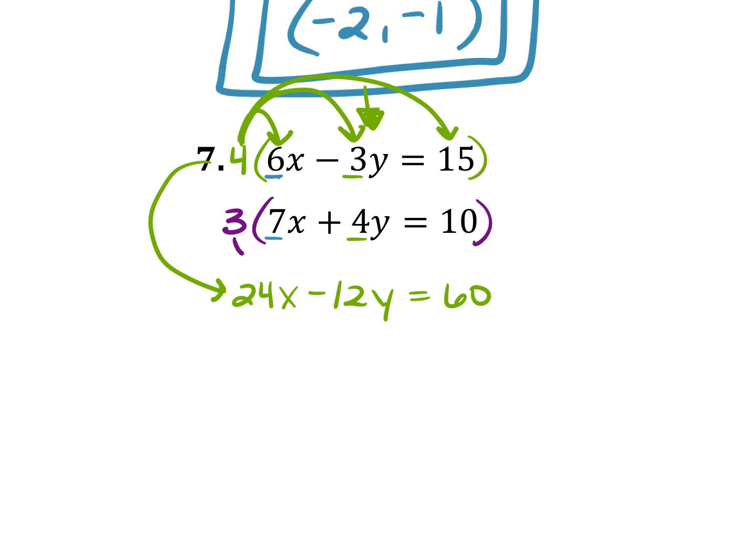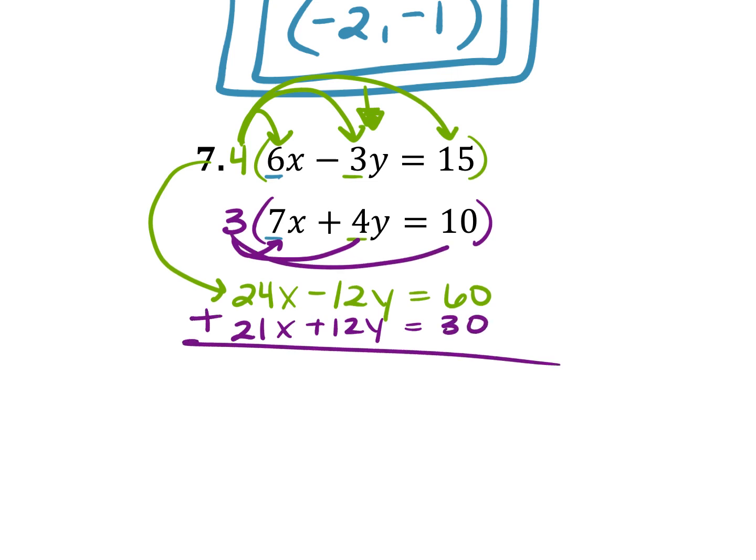Then we go here. 21x plus 12y equals 30. Now we add them. So this is 45x, this is 0, equals 90. And if 45x equals 90, then to solve that, we're going to divide by 45. So x is 2.